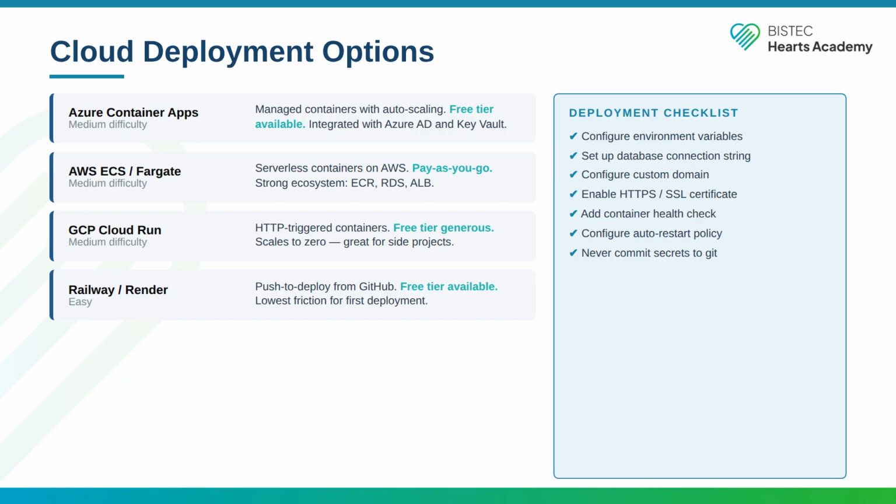GCP Cloud Run is arguably the simplest of the 3 for this use case. You push a container image and Cloud Run handles serving, scaling to 0 when idle, and scaling up under load. All 3 platforms use the same deployment pattern. Pull from your container registry, configure environment variables pointing to your database, and wire up a load balancer for HTTPS termination. Pick the one your team or employer uses, or the one you want to learn.